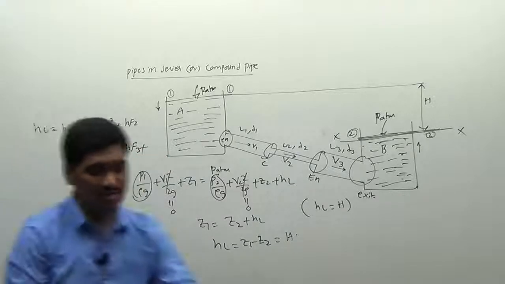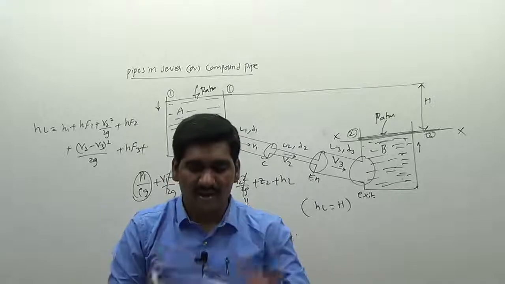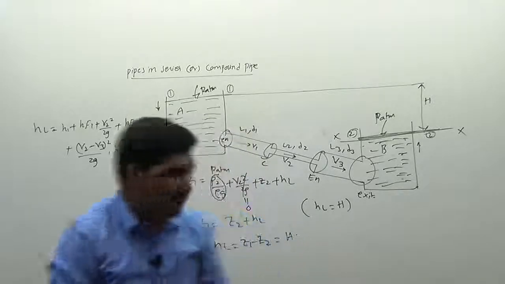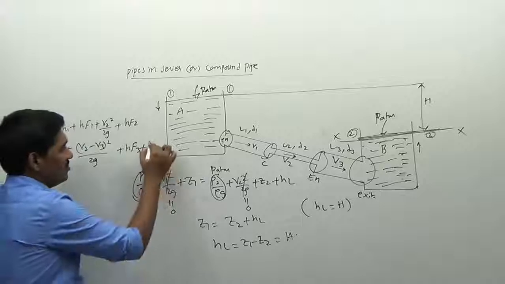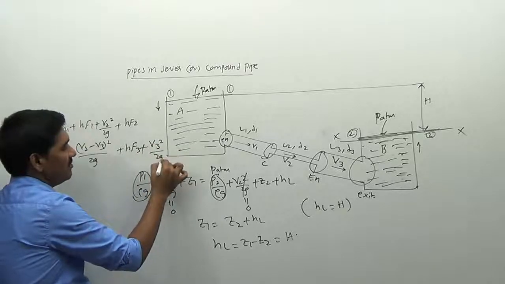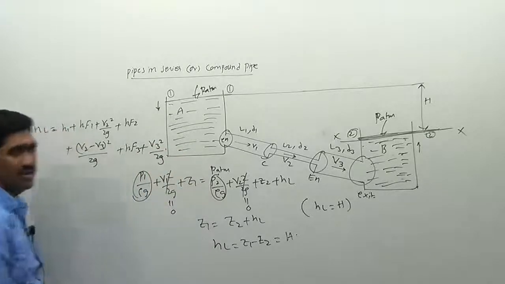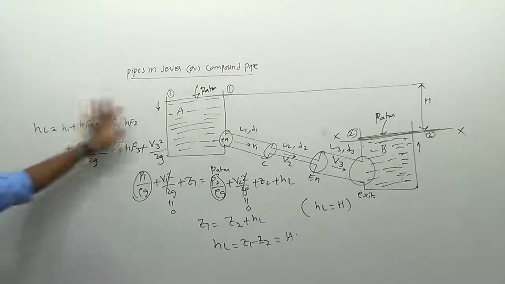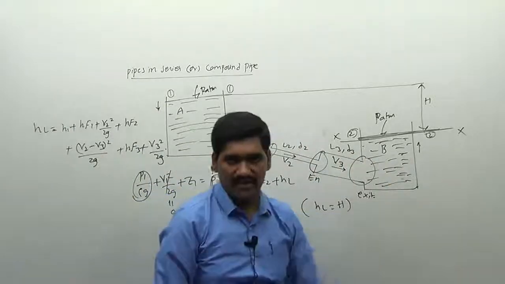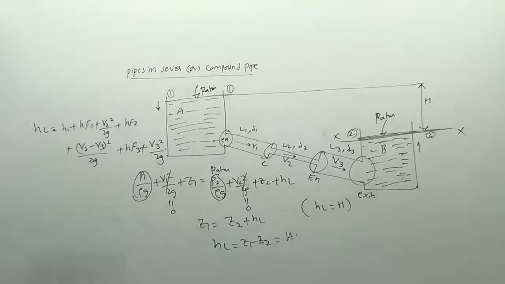Plus we have one more loss, which is called the loss of head at the exit. I am writing this value, loss of head at the exit, and this value is equal to V3 square divided by 2G. There is a value here. This is the loss of head in this total compound pipe. Okay, we can see the differences.